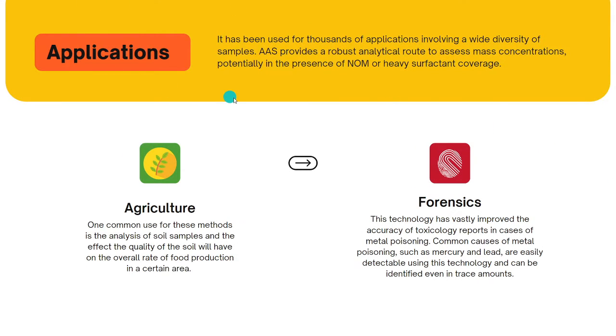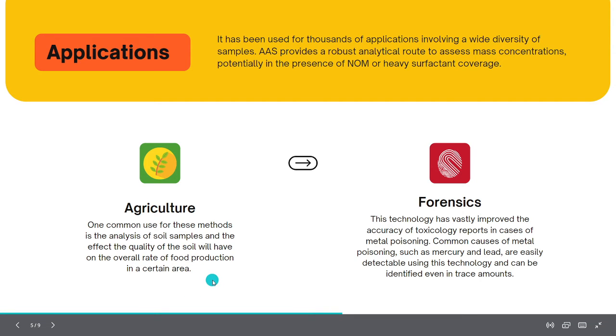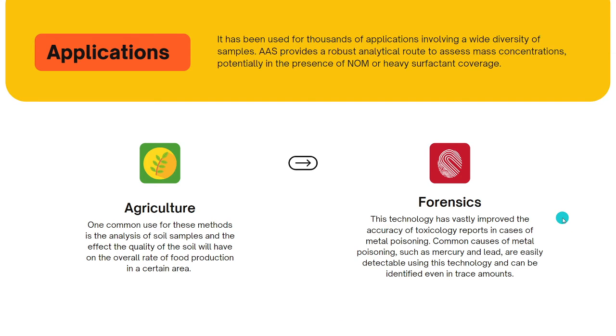As for the applications, AAS has been used for thousands of applications involving a wide diversity of samples, commonly in agriculture and forensics. For agriculture, one common use is for the analysis of soil samples and the effect that the quality of the soil will have on the overall rate of food production in a certain area. As for forensics, this technology has vastly improved the accuracy of toxicology reports in cases of metal poisoning because common causes of metal poisoning such as mercury and lead are easily detectable using this technology.